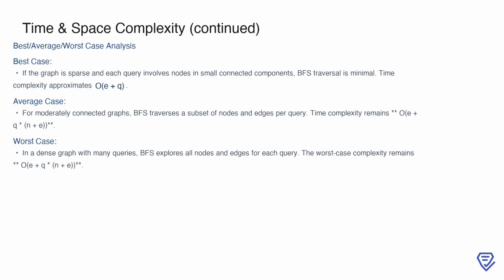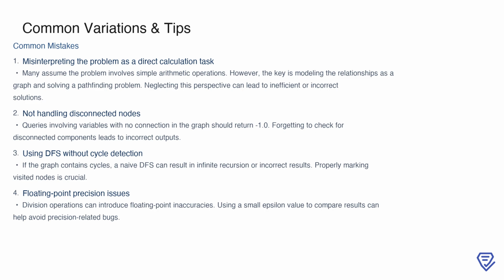This analysis highlights how the graph-based approach performs consistently across different scenarios while optimizing for scalability. When tackling this problem, there are some common mistakes to watch out for. First, it's important to avoid misinterpreting the problem as a direct calculation task. While it might seem like simple arithmetic, the real challenge lies in modeling the relationships as a graph and solving it as a pathfinding problem. Overlooking this can lead to inefficient or incorrect solutions.